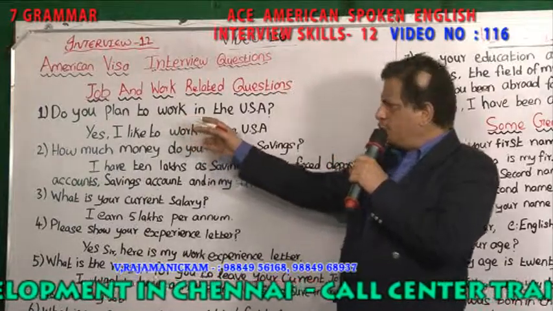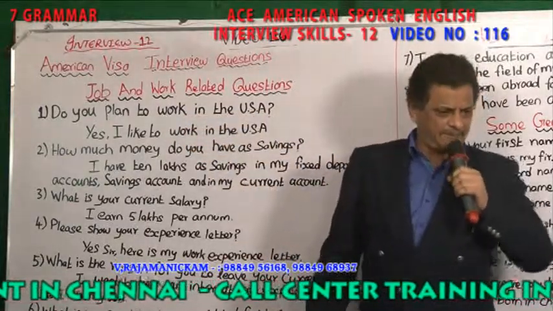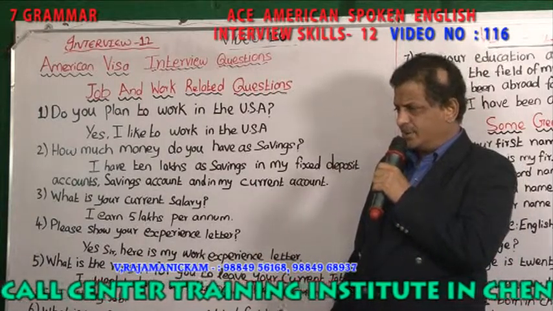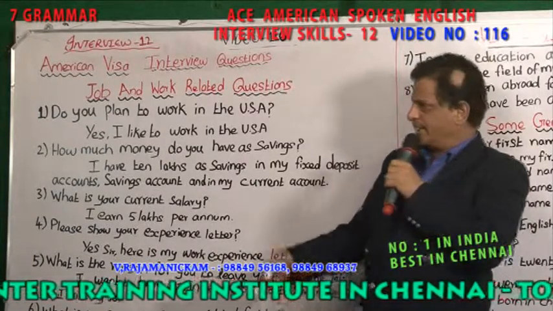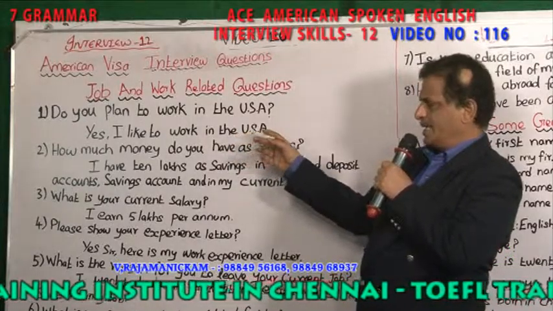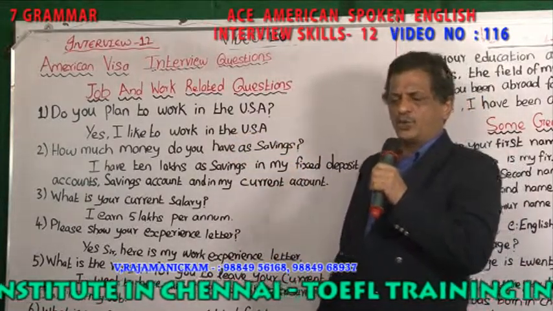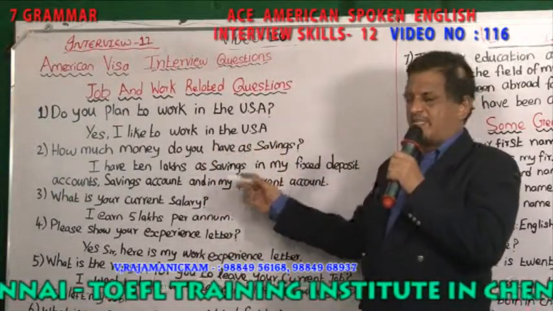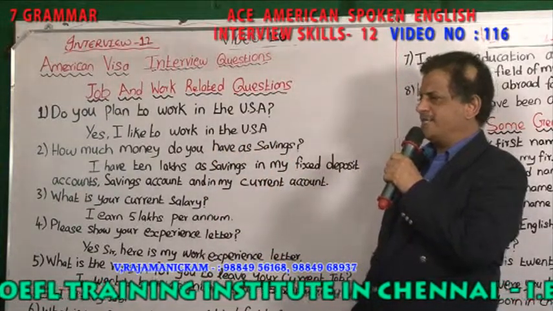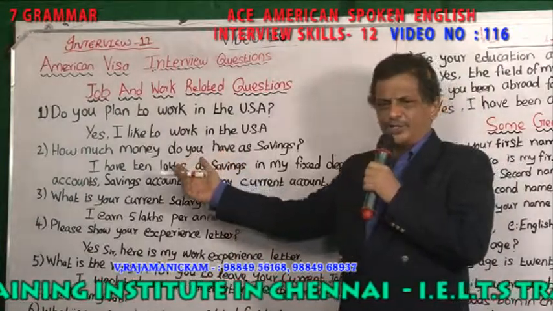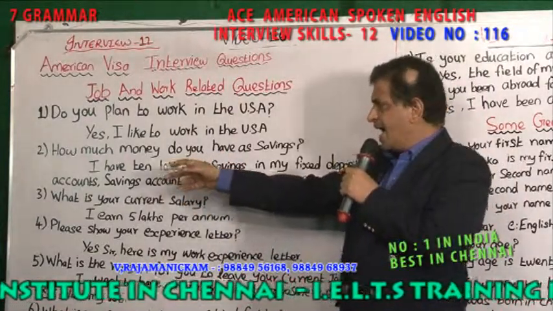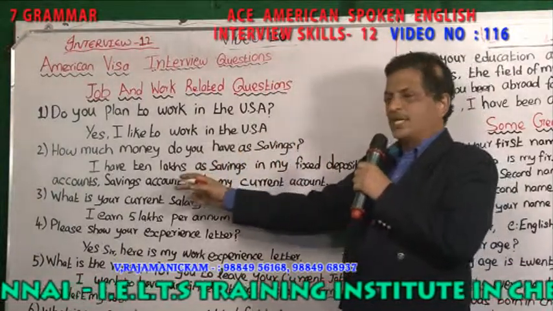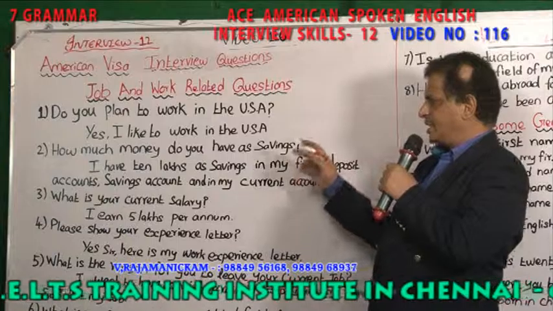See, number one, do you plan to work in the USA? Suppose you want to go to the USA, they may ask you, are you interested in working in the USA or are you coming simply for business? You may answer, yes, I would like to work in the USA. They may ask you about your financial status. How much money do you have as savings? You can say, according to your financial strength, I have 10 lakhs of savings in my fixed deposit accounts, savings accounts and in current account.